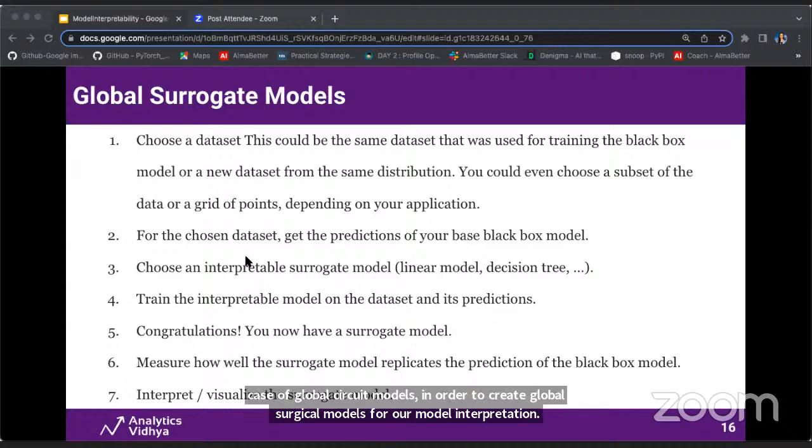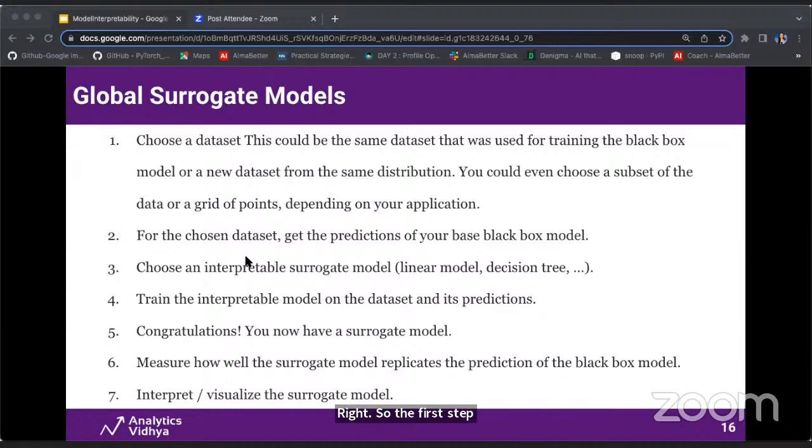The first step is to choose a data set. It can be the same data set that you use for training the black box model, or a new data set from the same distribution. Then, for the chosen data set, you get the predictions of your base black box model. Then you choose an interpretable surrogate model, like linear models or decision tree based models, which have monotonicity and are interpretable. Then we train the interpretable model on the data set and its predictions.